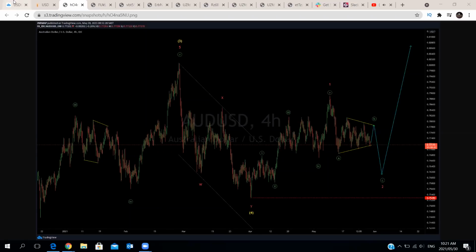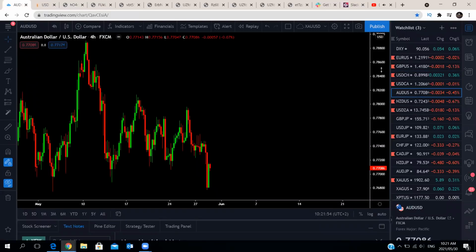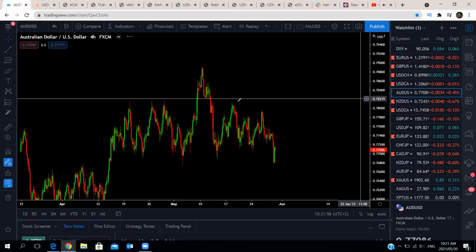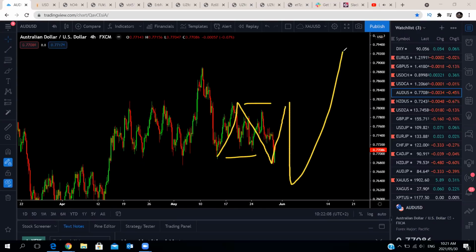Let's go to the structure, see what it looks like. Audi US dollar. That is how it has played out. So that triangle that we were looking at here did not play out. So instead, as I've said, 1, 2, we currently here, there's a possibility that we play out this as a regular flat downside before we push to the upside. That's how we're going to be watching that.